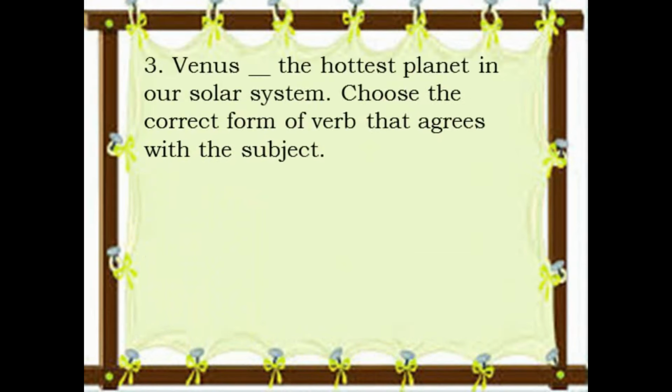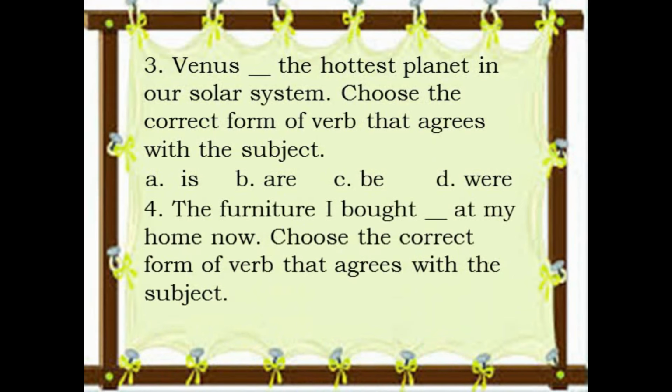Number 3. Venus blank the hottest planet in our solar system. Choose the correct form of verb that agrees with the subject. A. Is. B. Are. C. Be. D. Where. Number 4. The furniture I bought blank at my home now. Choose the correct form of verb that agrees with the subject. A. Is. B. Be. C. Are. D. Will be.